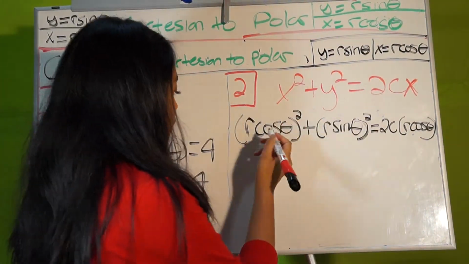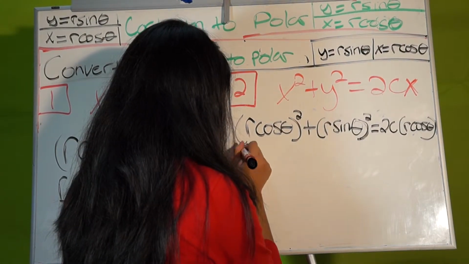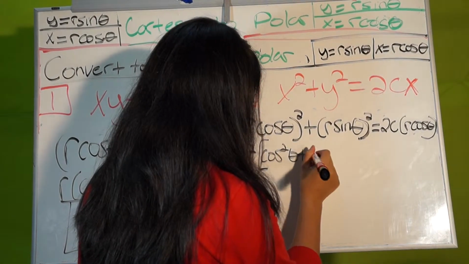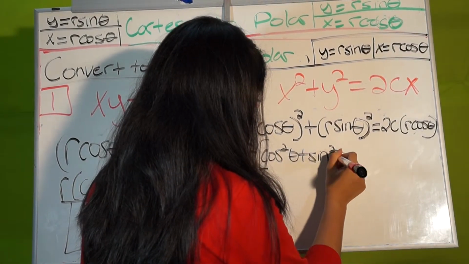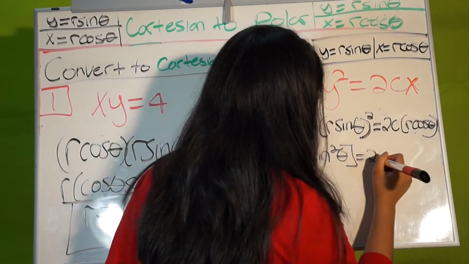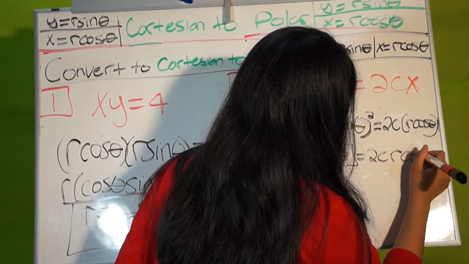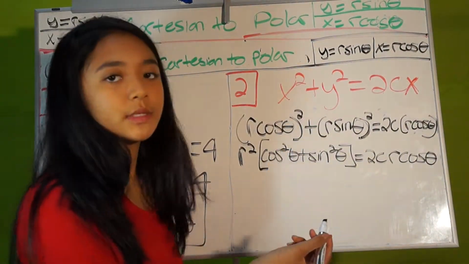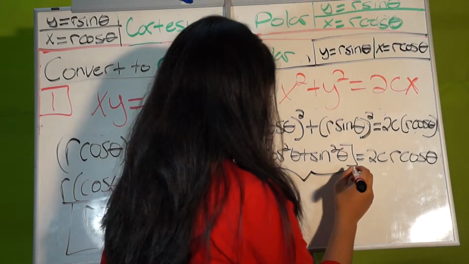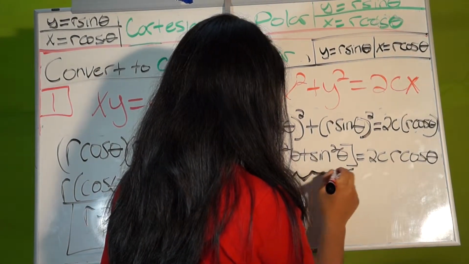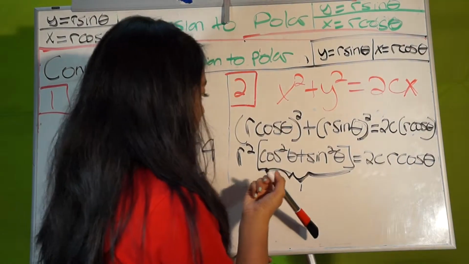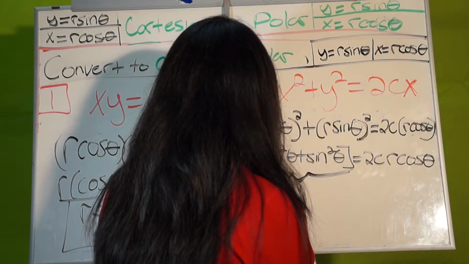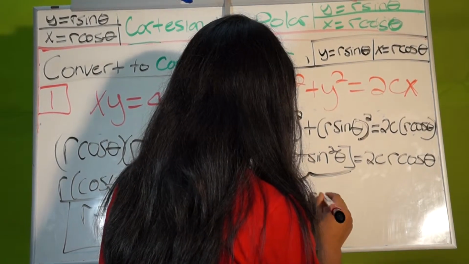And just factor out r squared from here, and you'll be left with cosine squared theta plus sine squared theta equals 2c r cosine theta. Now for here, cosine squared theta plus sine squared theta, we know this equals 1. So in this case, r squared times 1 is just r squared. And you'll be left with r squared equals 2c r cosine theta.